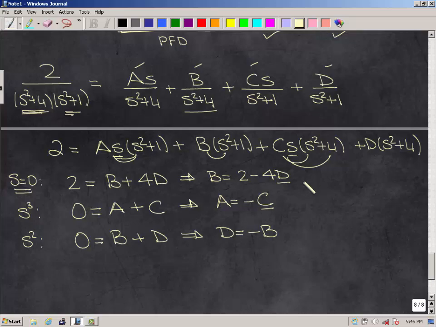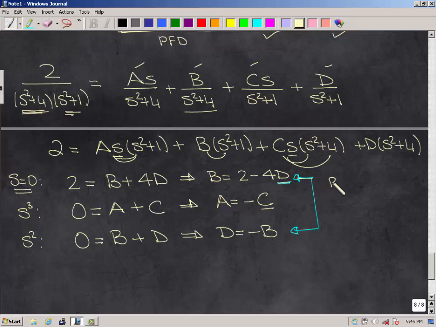If I were to combine this equation and this equation, the ones I have pointed here, I should be able to do some work and find B and D. Since D is equal to minus B, I can replace this D with negative B. So let's do that.